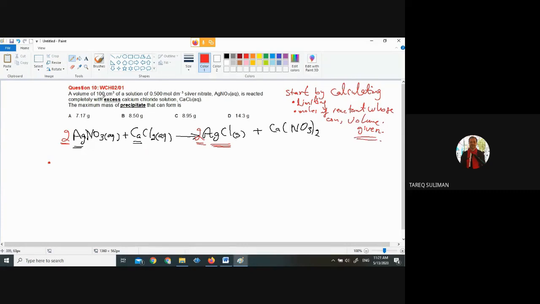In this, we have excess calcium chloride, so we will not calculate the number of moles of calcium chloride, being in excess. We go to AgNO3. This is the one in limited amount. This is the limiting reactant. What is the number of moles of AgNO3?